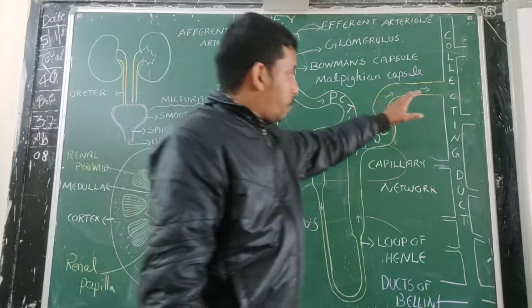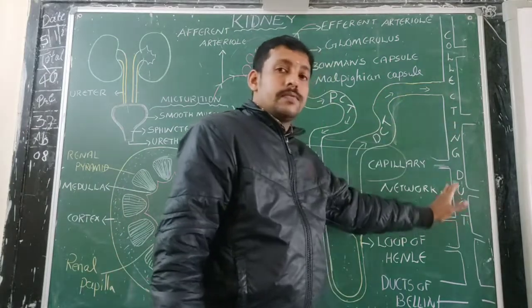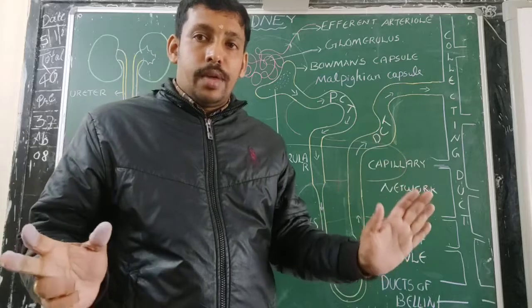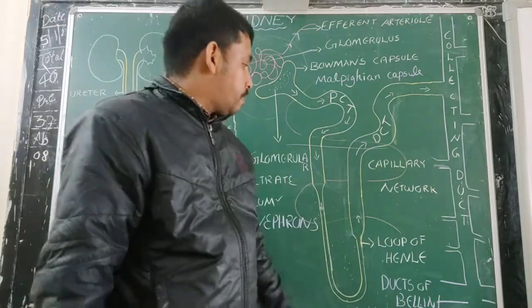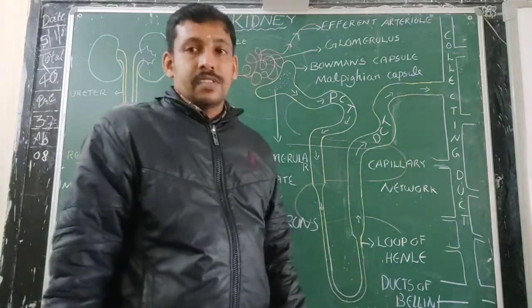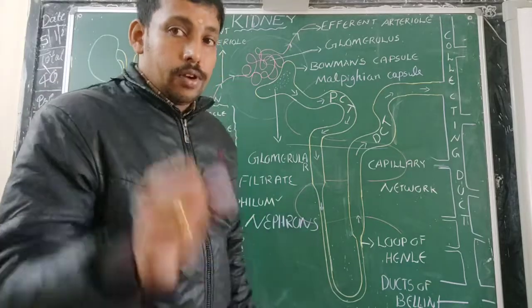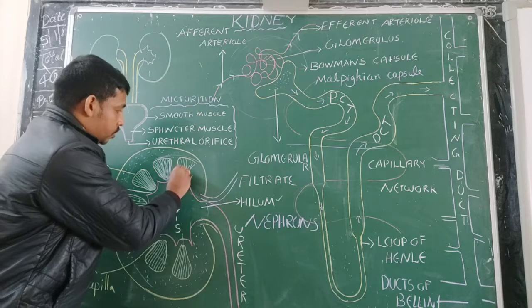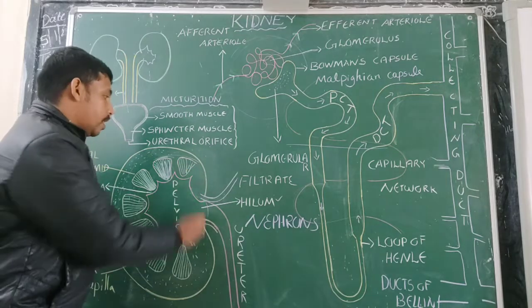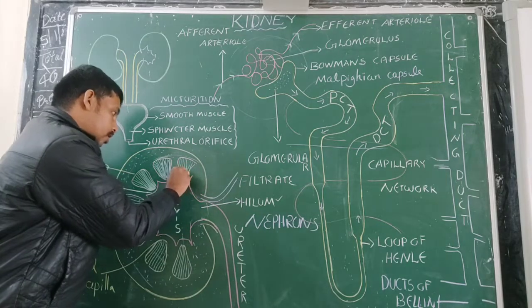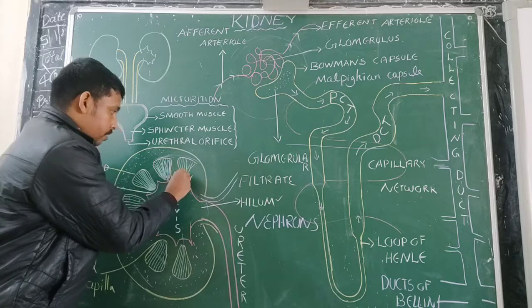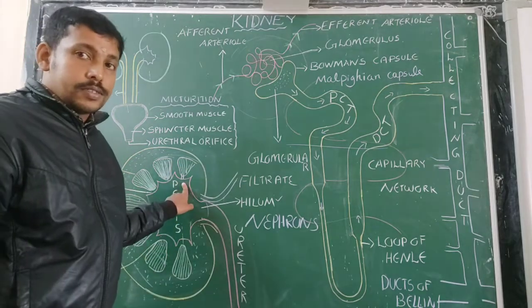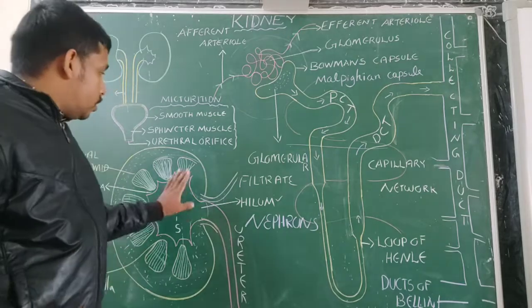Okay, so this is one collecting duct. Like this, there may be many collecting ducts. Many collecting ducts are joined to form the ducts of Bellini. And this duct of Bellini will reach this area here, the renal papillae, and these ducts of Bellini are joining with what? The renal pelvis.